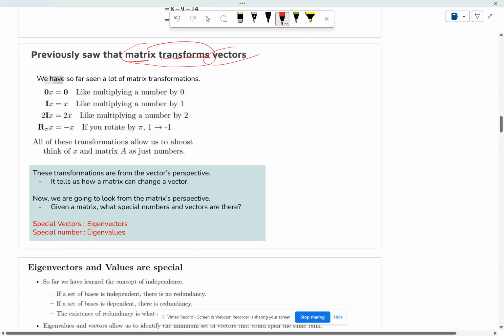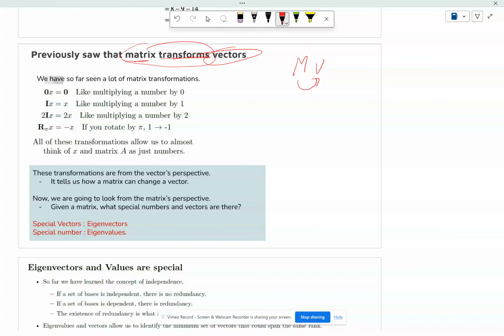So matrix can transform vectors. If there's a vector, a matrix can do something to it, such as rotation, translation, moving to a center. So a matrix can do a lot of things, right? These are some of the things we've thought about. And these transformations essentially allow us to think of X and A like numbers. Like you have this number, you plug it in, it does something to it.